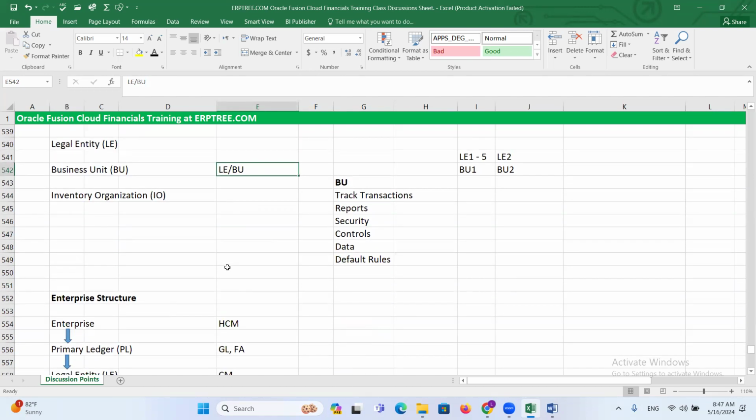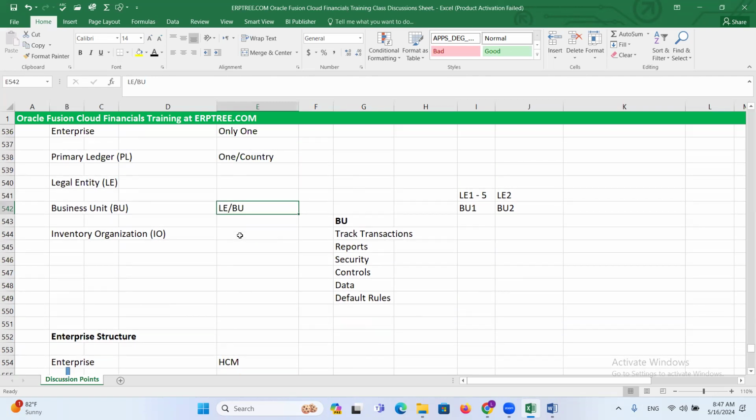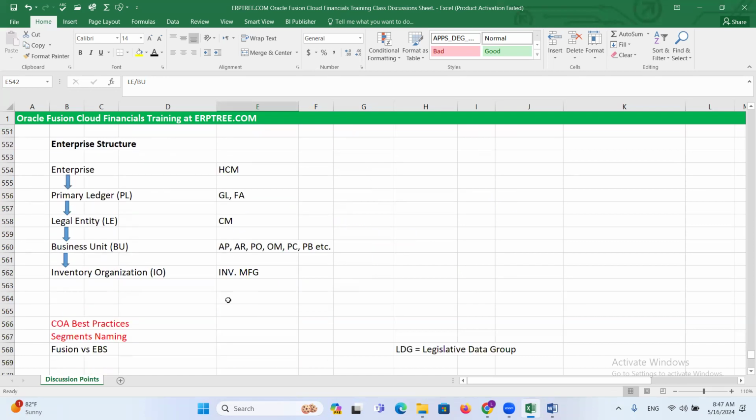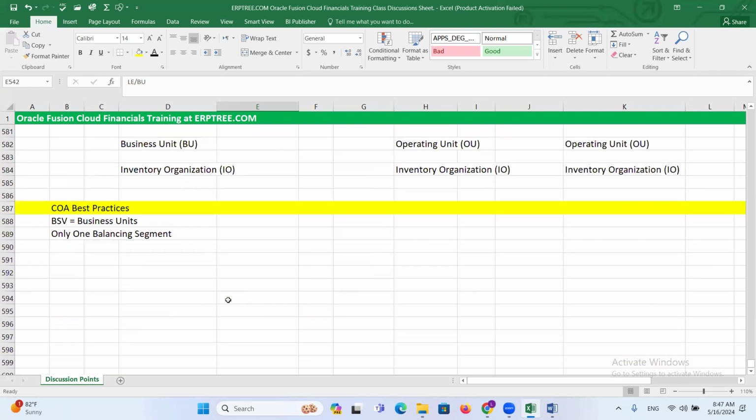You come across all the use cases. So one client will use a few legal entities as business units, and a few business units are not legal entities. You come across those use cases. You will have one legal entity and two, three balancing segment values. Each balancing segment value is your business unit. That's how it works.